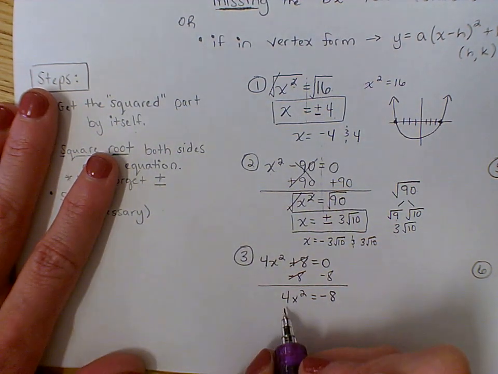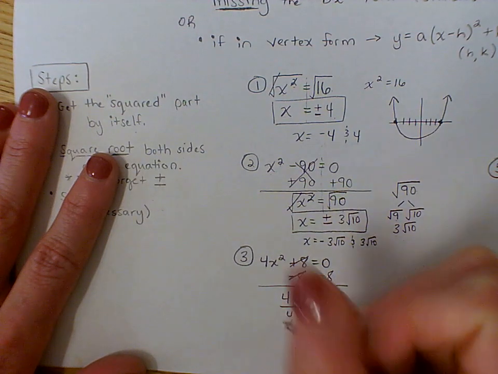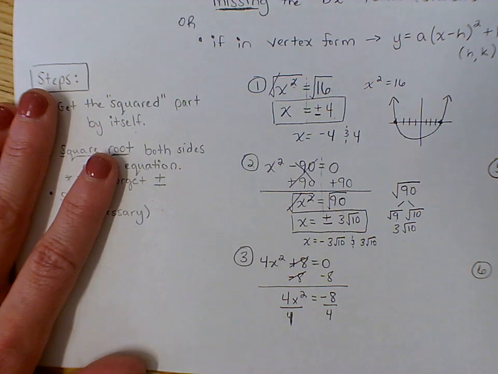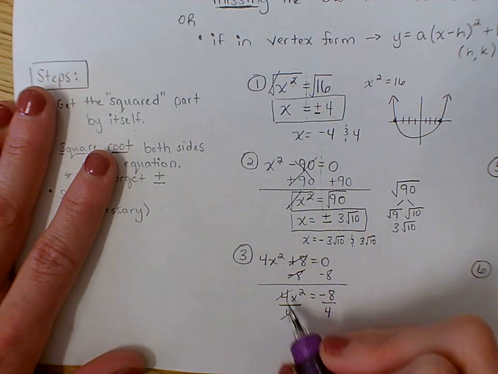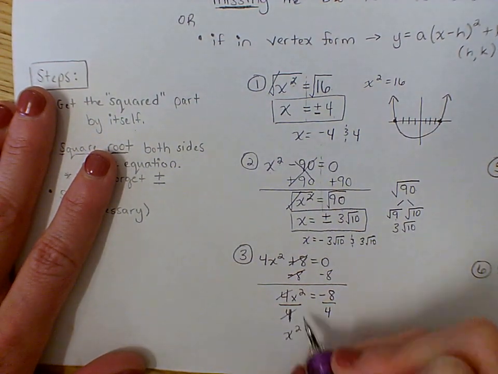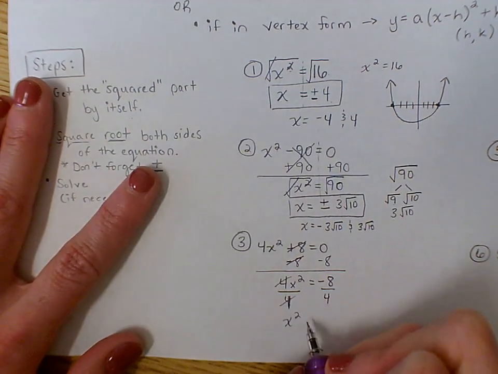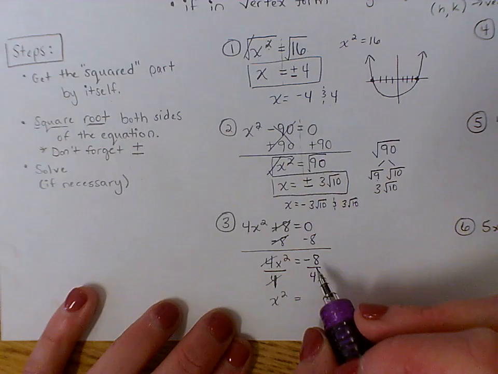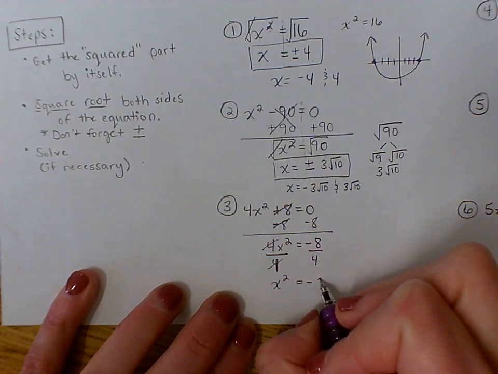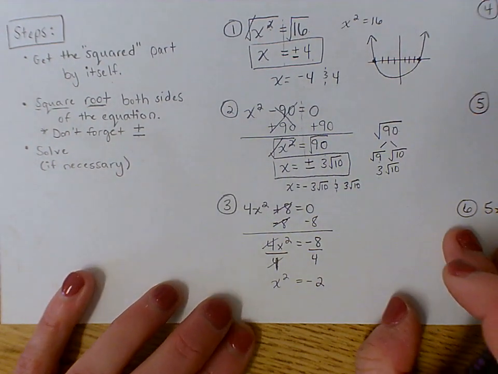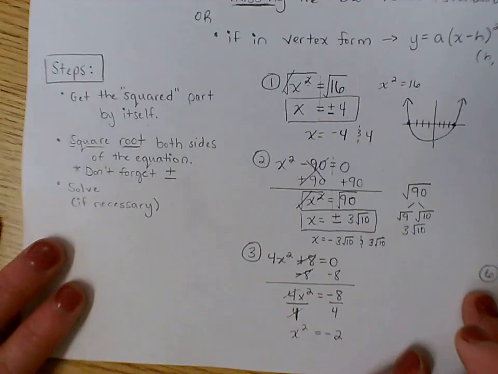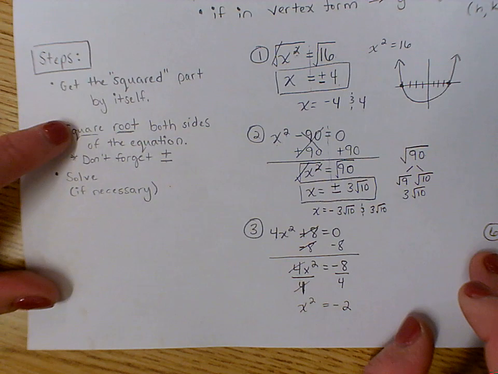Then from there, I have to divide by 4 because I'm multiplying by 4. So you divide by 4 on both sides. 4 over 4 is 1, and I'm left with my x squared, which is what I was trying to make happen. Negative 8 divided by 4 ends up being negative 2. Once you get the squared part by itself, then you have to get rid of the square.